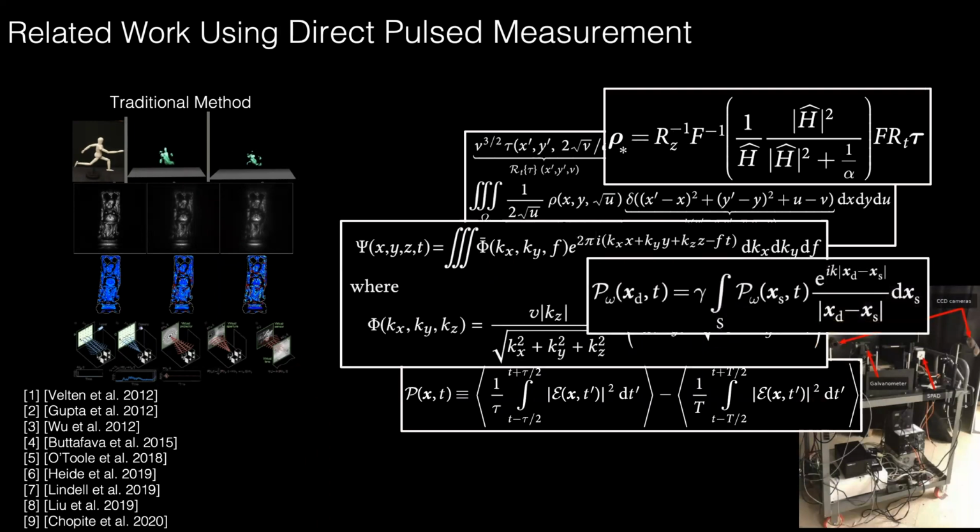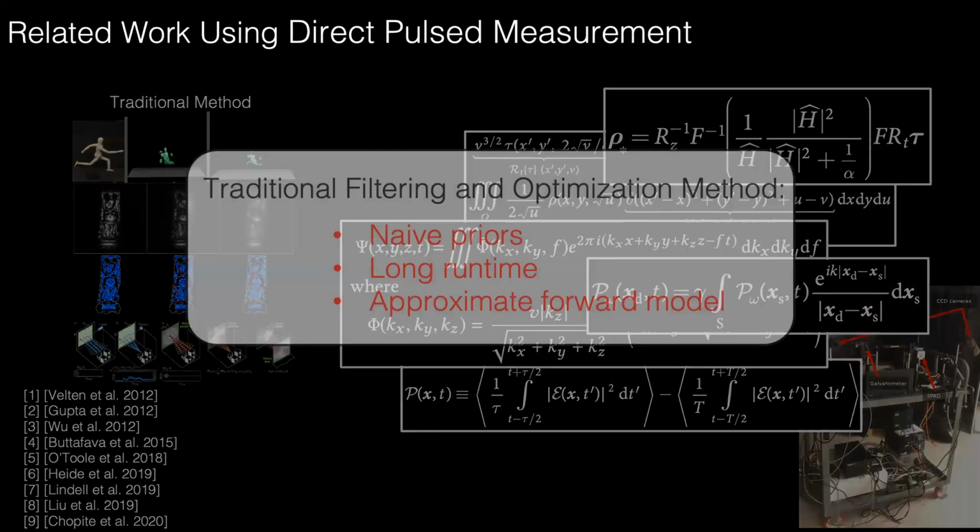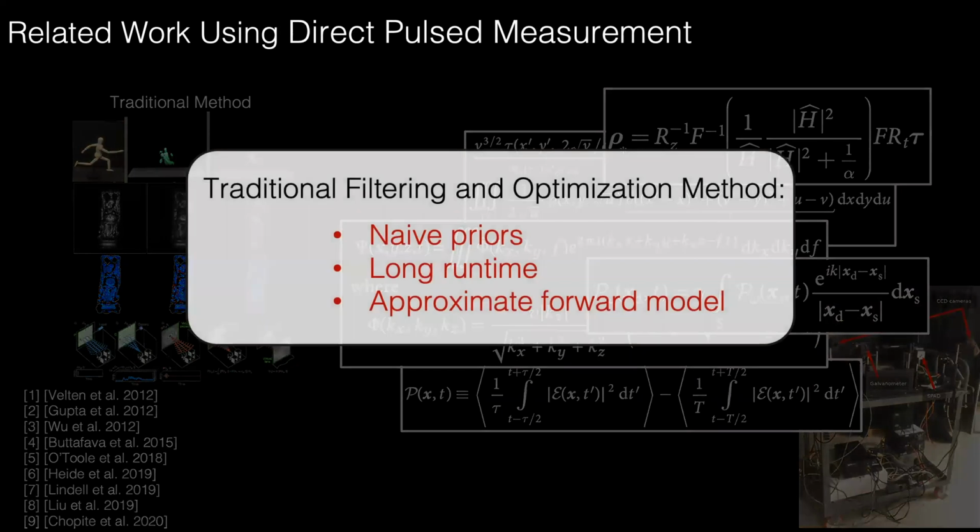For the most successful pulsed methods, traditional filtering and optimization methods that use handcrafted naive priors are slow and use approximate forward models. Existing methods cannot learn priors as there are two critical missing parts: training data and model architecture.